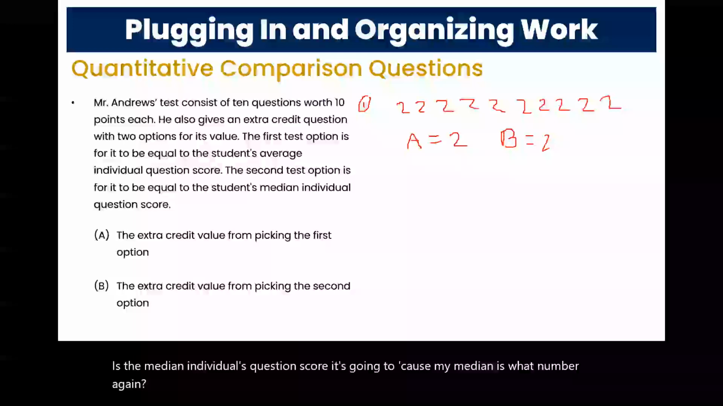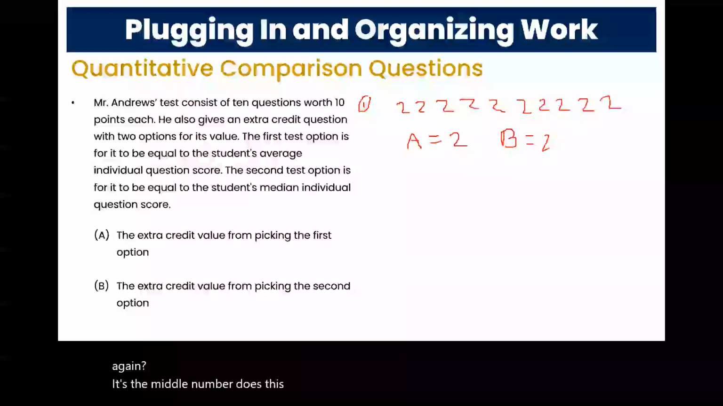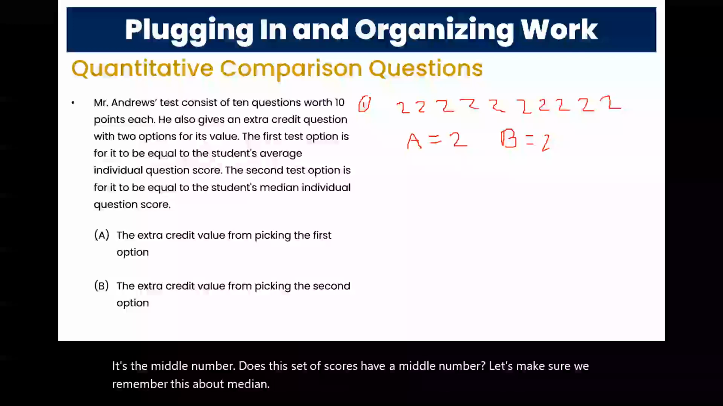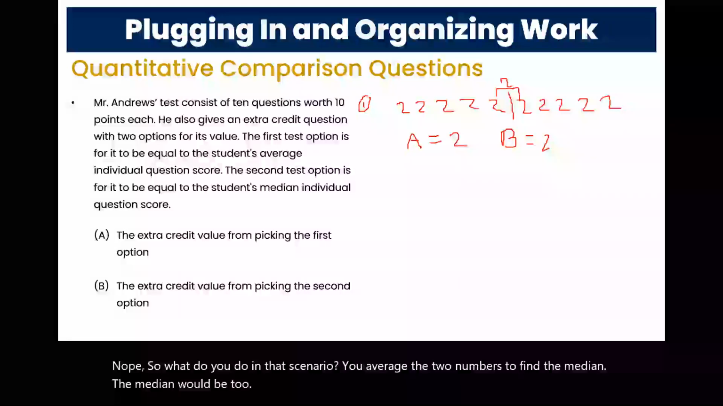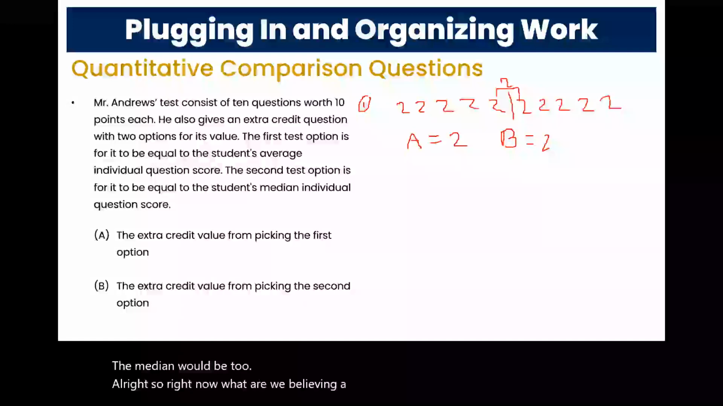It's the middle number. Does this set of scores have a middle number? Let's make sure we remember this about median. Nope. So what do you do in that scenario? You average the 2 numbers to find the median. The median would be 2. All right. So right now, what are we believing? A is greater, B is greater, or equal to each other? Equal to each other.